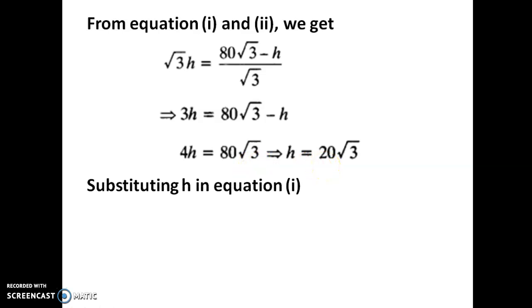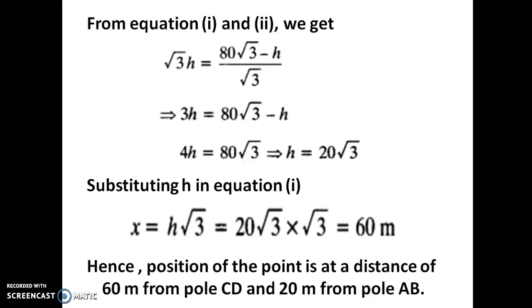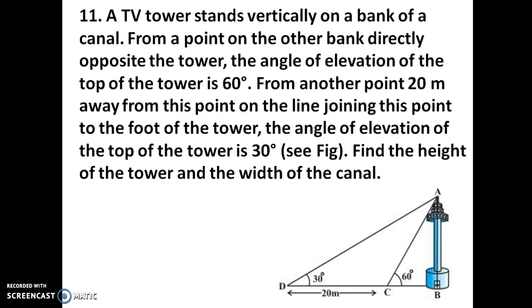So substituting H in equation 1, we can find the X value. So X is equal to 20 root 3 into root 3. So root 3 into root 3 will become 3. So 20 into 3 is 60 meter. So the position of the point is at a distance of 60 meter from the pole CD and 20 meter from pole AB.